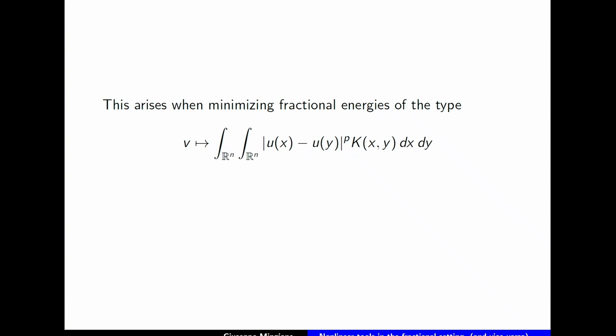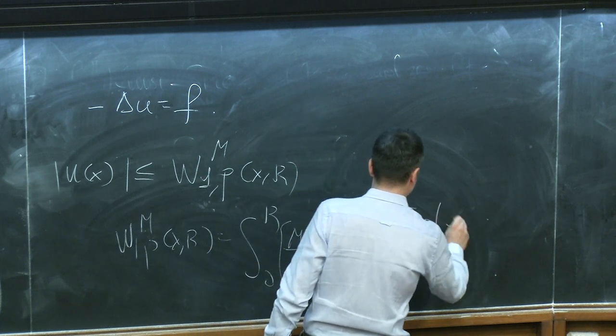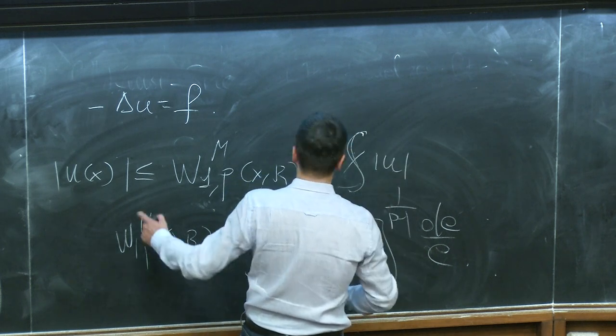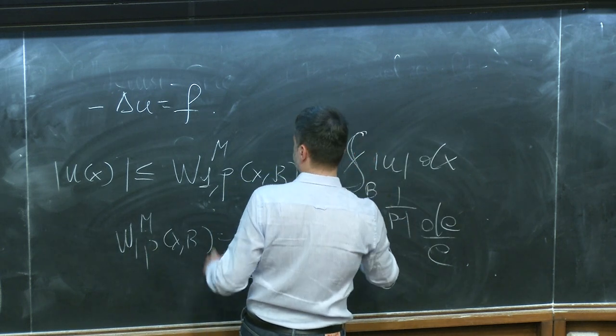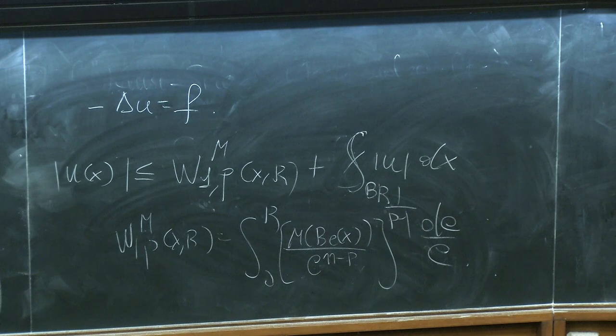And now you remember that the first estimate of Kilpeläinen and Malý tells you that you can locally bound this W^{1,p}(μ, X, R), where W^{1,p}(μ, X, R) is equal to this, plus the localization term, the unavoidable localization term, which is this one. So this is the classical estimate of Kilpeläinen and Malý.